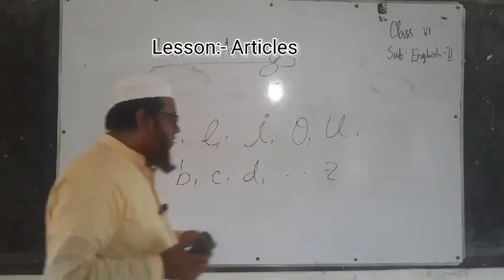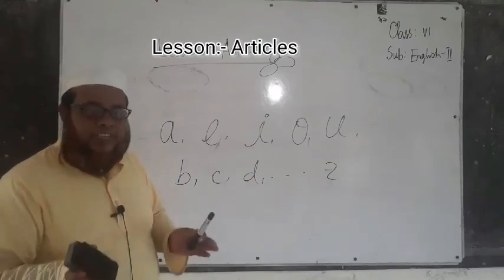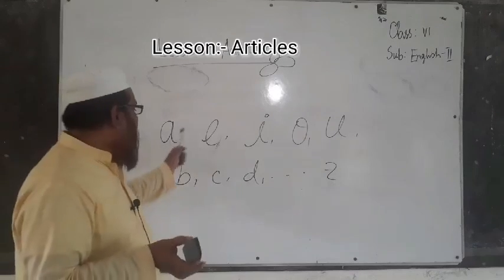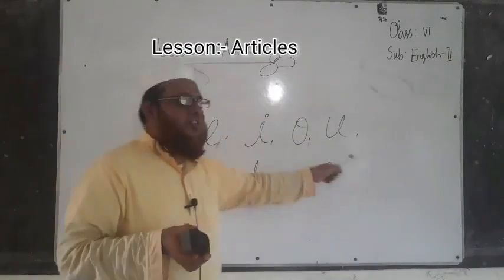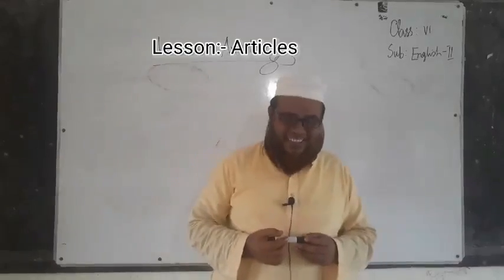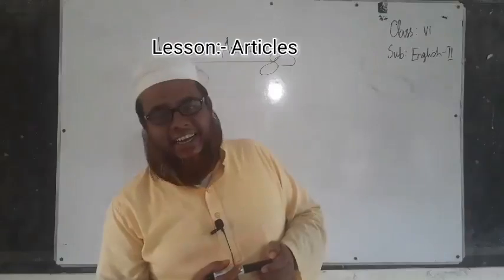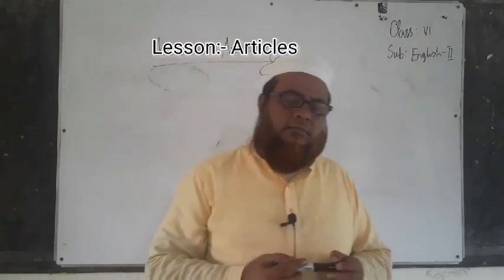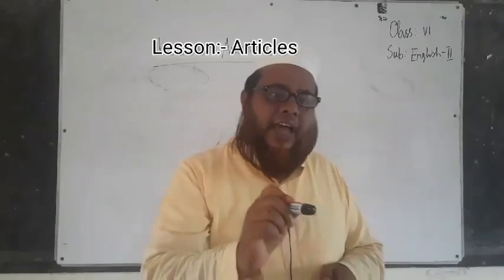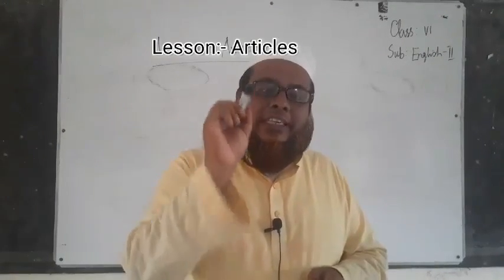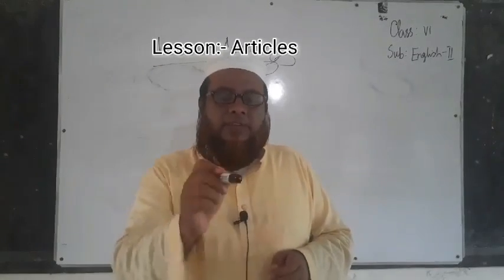My students, we remember that the 26 letters are divided into two parts. They are vowel and consonants. A, E, I, O, U, these 5 letters are vowels and B, C, D up to Z are consonants. Students, let us learn the first rule of using article. That is, if any word starts with a consonant, we use the indefinite article a before that word. Look at some examples.